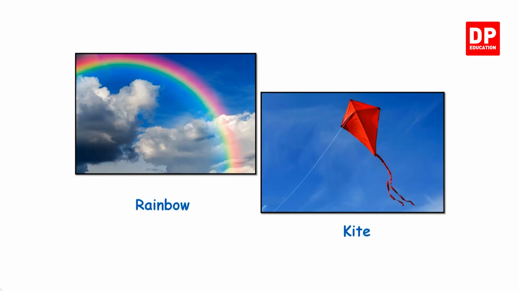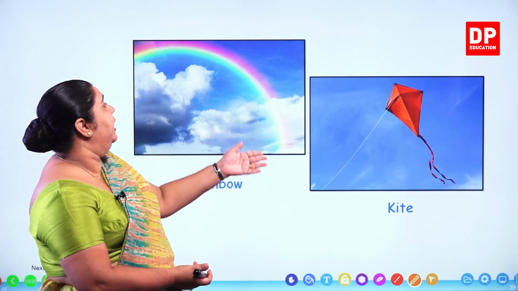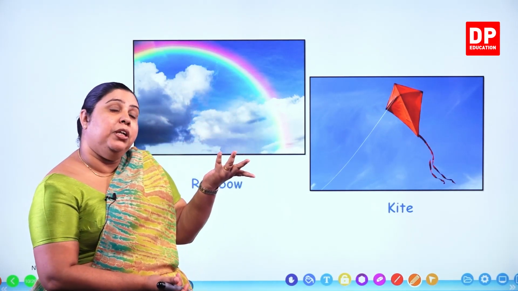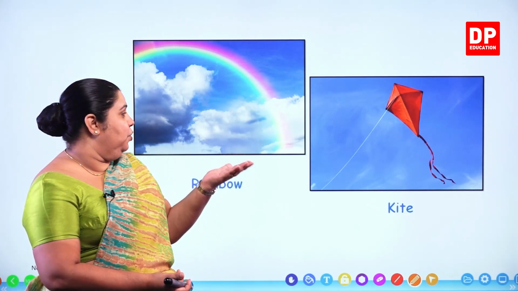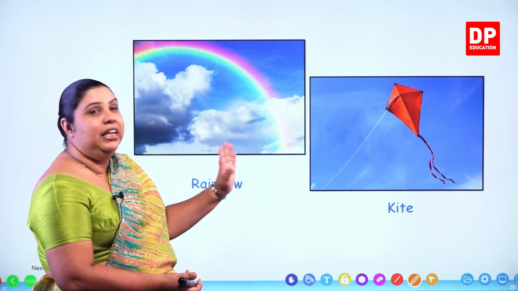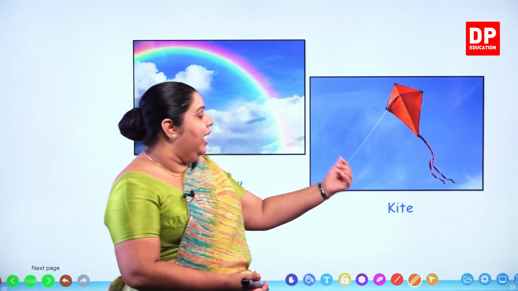What else can we see? Oh, we see the rainbow. During the daytime you can see the rainbow. At night we can't see a rainbow, can we? The colors can't be seen beautifully. So we can see the rainbow only during the daytime sky.